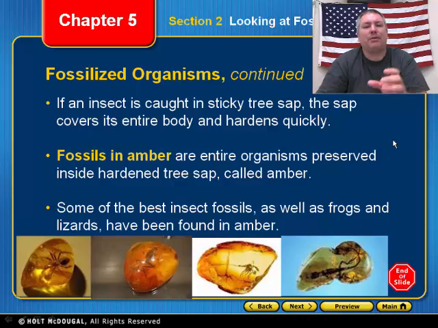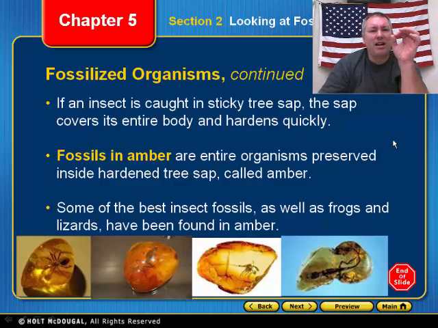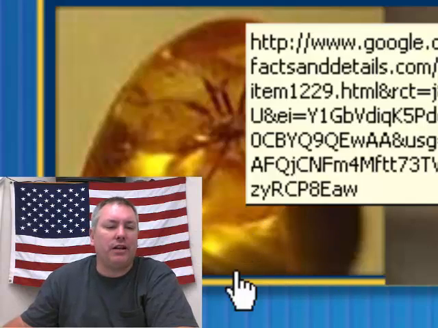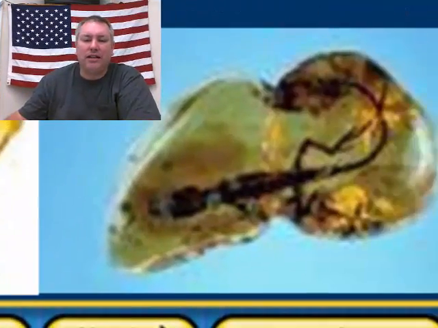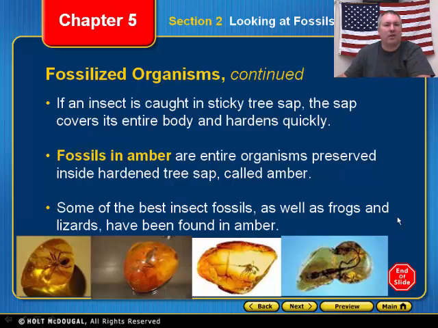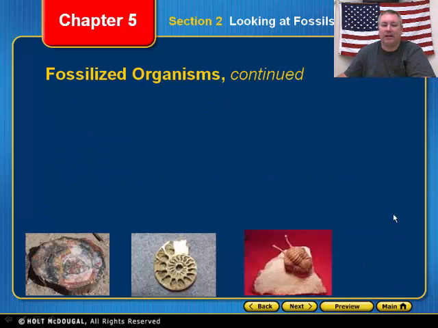All right, that sap eventually hardens, and anything that was stuck in that sap, when it eventually hardens, turns into a fossil, turns into amber. And so amber is really hardened tree sap, is all it is. If you look over here at different places, that's a spider inside of that amber right there. There's a frog inside of that amber. There's another insect inside of that amber. There's a lizard inside of that amber. Those are all preserved animals inside of that hardened tree sap. Those little organisms, sorry for them, got stuck in the tree sap as it was going down.